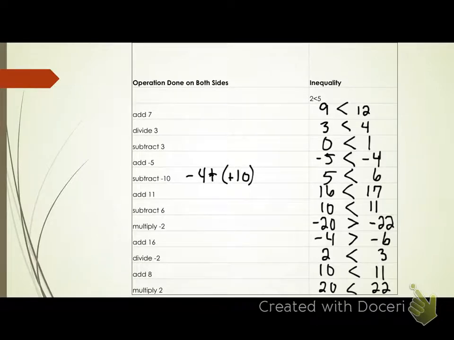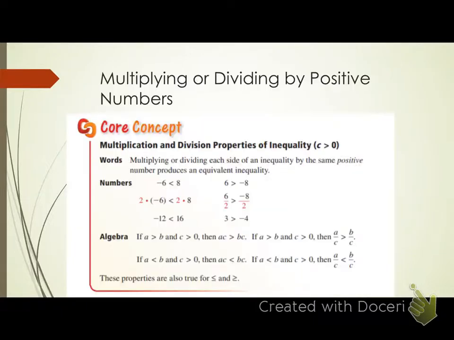We have to keep that in mind whenever we're solving inequalities using multiplication and division. Anytime we multiply or divide both sides of the inequality by a negative number, we have to go ahead and flip our sign. And this is why. Okay? Does everyone see that? Okay.